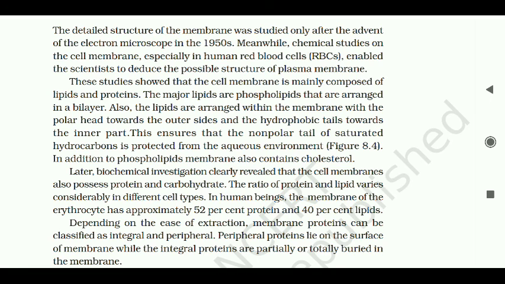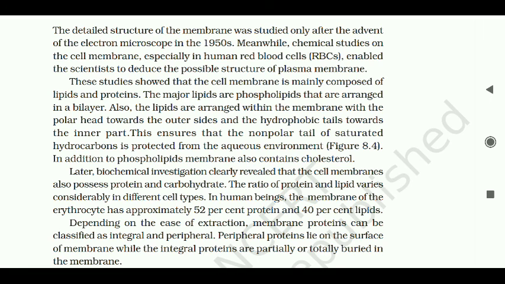The lipids are arranged within the membrane with the polar head towards the outer sides and the hydrophobic tails towards the inner part. This ensures that the non-polar tail of saturated hydrocarbons is protected from the aqueous environment. In addition to phospholipids, membranes also contain cholesterol. Later biochemical investigation clearly revealed that the cell membranes also possess protein and carbohydrate. The ratio of protein and lipid varies considerably in different cell types. In human beings, the membrane of the erythrocyte has approximately 52% protein and 40% lipids.